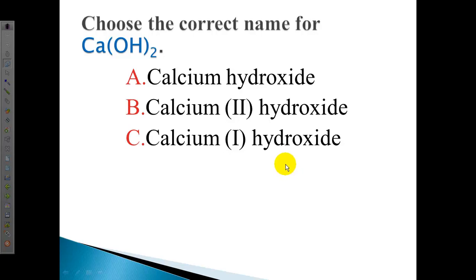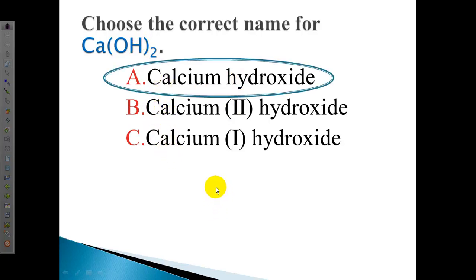Okay? All right. The correct name for calcium and then the OH. The OH came from the chart. You don't change the last name when it's a polyatomic. Keep the name that's on the chart. Calcium and hydroxide. You don't need any 2s. You don't need anything. This is not a transition metal bond. It's got a metal and a polyatomic. So you say the metal's name and you say the polyatomic's name. So the answer is A.